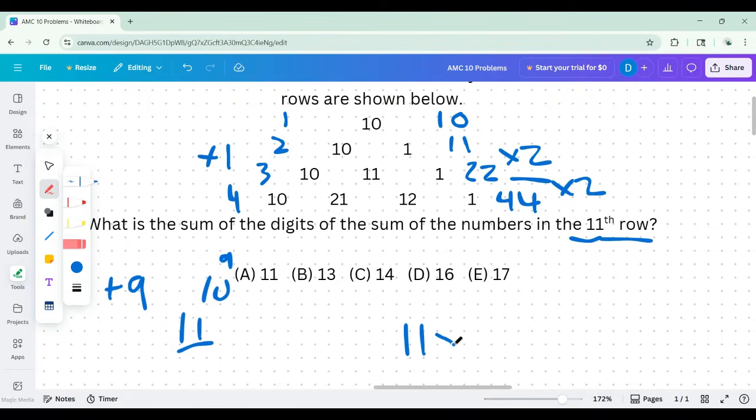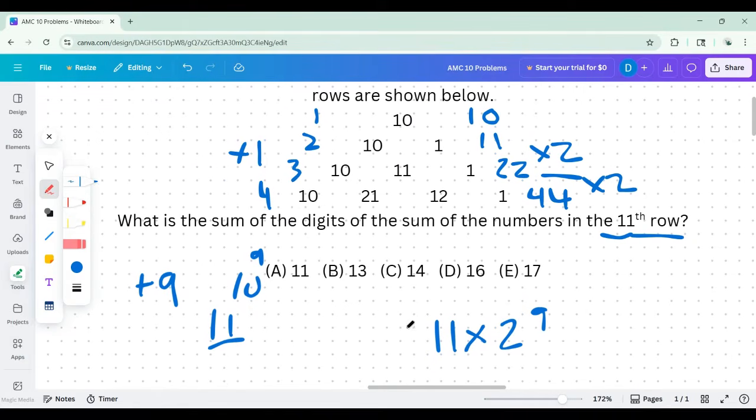Basically, we are multiplying by 2 to the power of 9, because for each of these rows, each of these gaps, we are multiplying by 2 to get the sum of the next row. So again, this makes sure that we didn't make any silly mistakes or count the rows wrong. From the second to third, again, we add 1 row and then we multiply by 2.